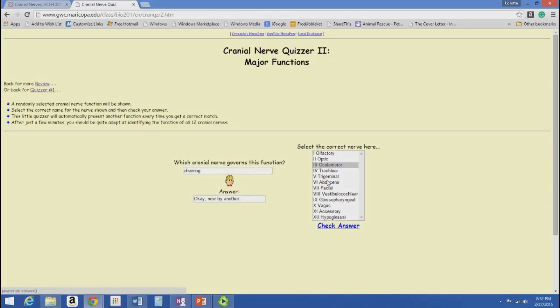And chewing, well, it's the trigeminal nerve. And you check your answer, and yes, you got it right. It says goofy things. And then hearing, you go, well, I think that's the vestibular cochlear nerve. Yes, it's the vestibular cochlear nerve. So it lets you go through, and it presents them randomly, and you can go through it as many times as you want.